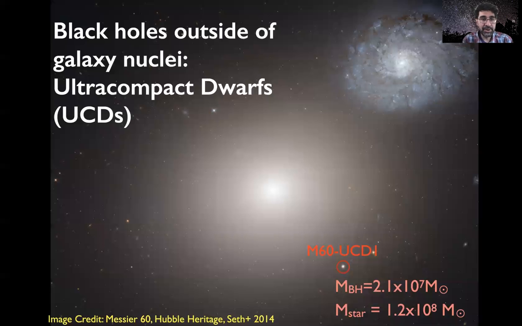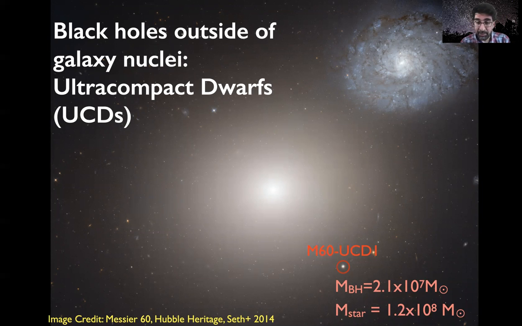The other thing I wanted to mention was our work on black holes outside of galaxy nuclei in what we call ultra-compact dwarf galaxies. Ultra-compact dwarfs are really just the massive end of globular clusters. They're similar in size to globular clusters, but much more massive.